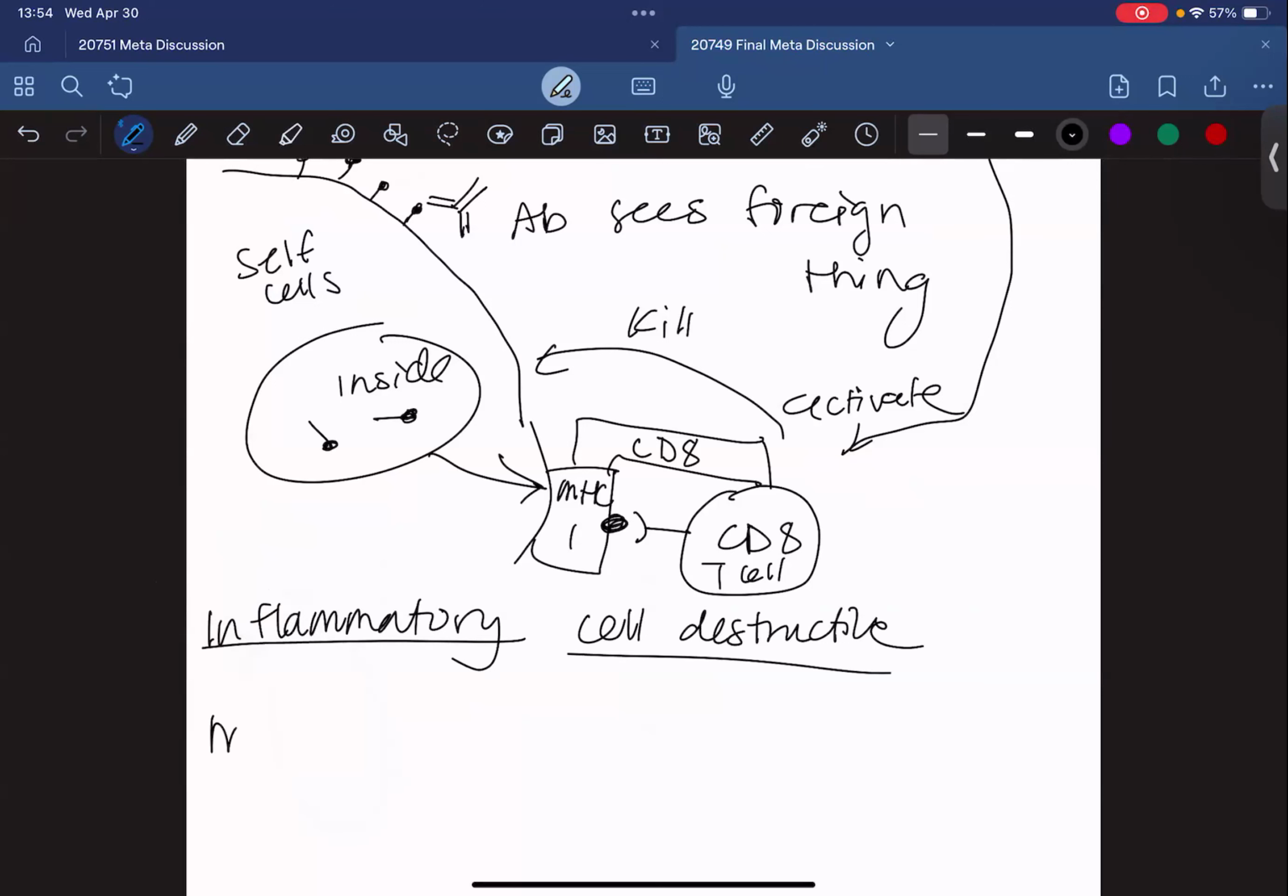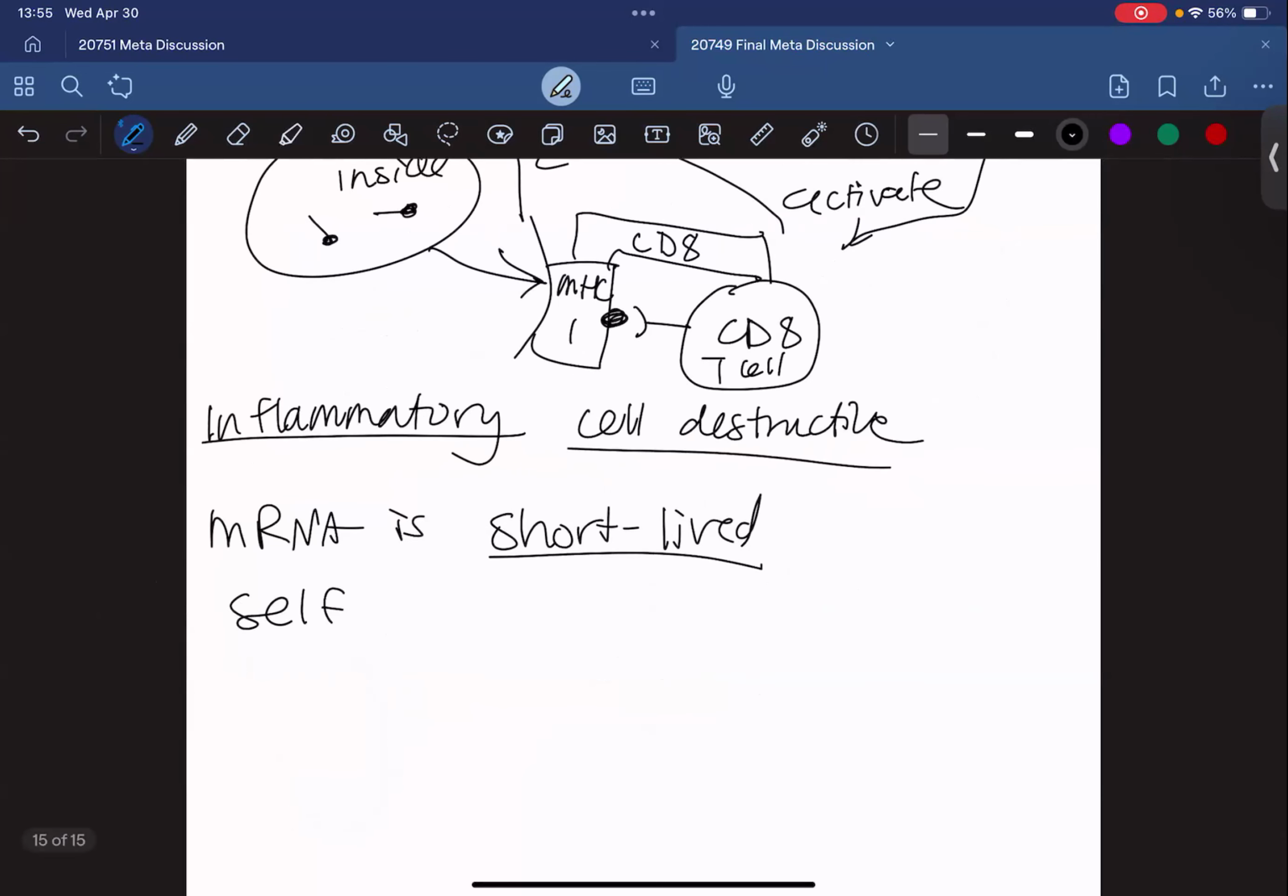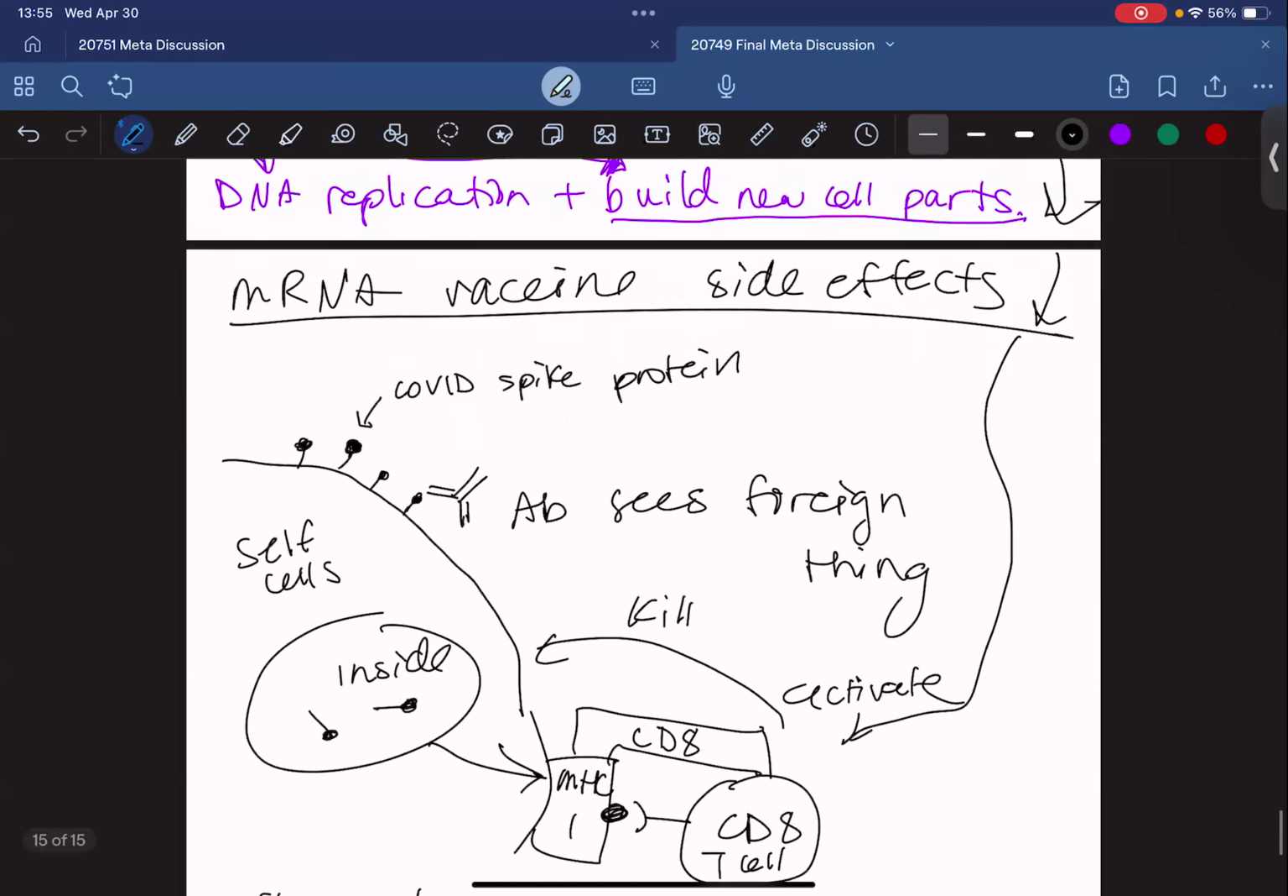However, the mRNA is short-lived. And so this will be a self-limiting reaction. We don't have a microbe that is multiplying and causing us to continuously make this. We're not going to have a continuous reaction to it. It'll be easily taken care of by our inflammatory and cell destructive responses. So this is a self-limiting thing. And so this is where you get COVID arm. It'll be coming from that.